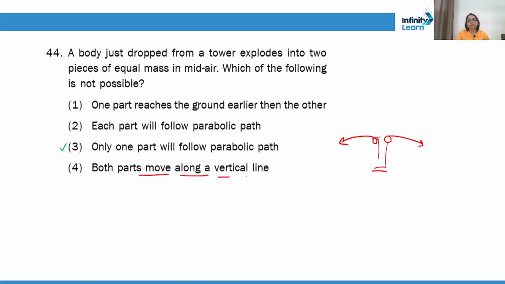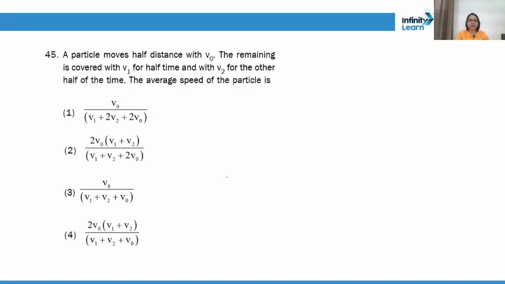Both parts move along a vertical line: that is also possible, right? So the correct answer is option 3. Question number 45. A particle moves half the distance with V naught.